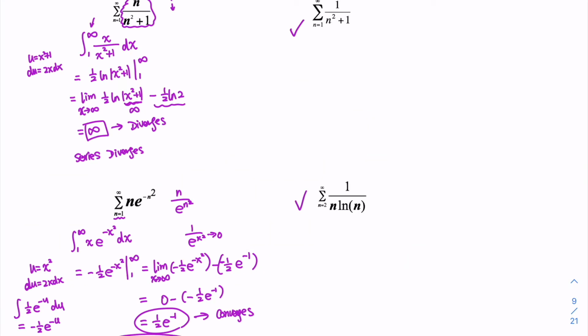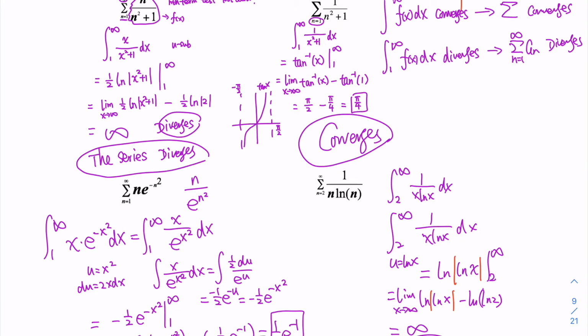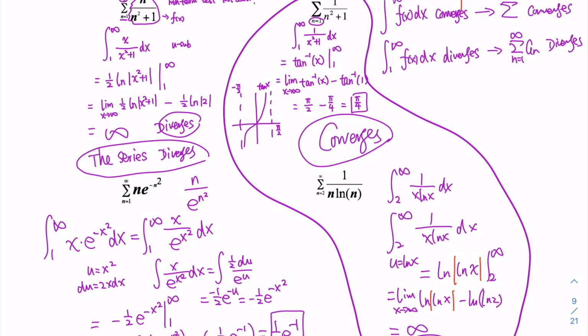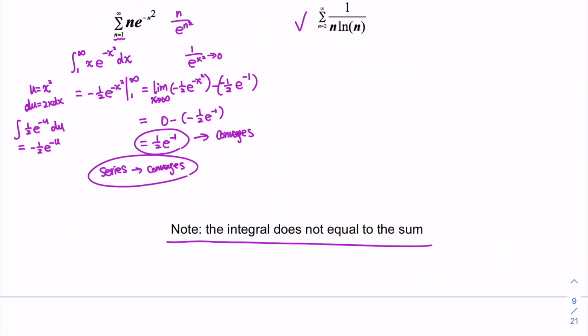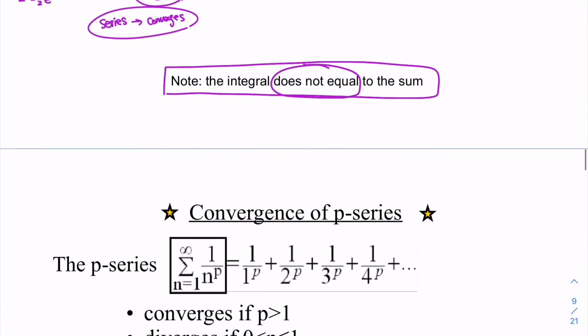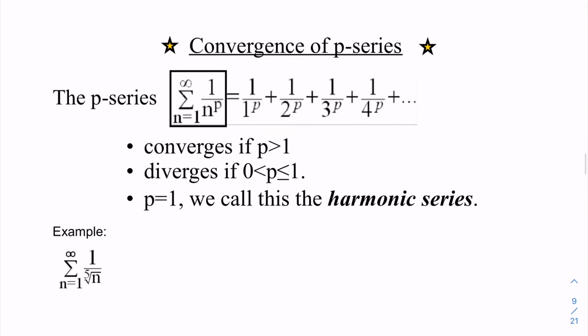I'll give you 5 minutes to finish these two problems and compare your answers with mine. These are the answers for these two problems. Everybody have a look. Make sure you are okay with the solution, especially for arctangent. If you forget, this is the picture for tangent, to help you evaluate tangent inverse. And once again, the integral and the sum have the same property, but they are not equal to each other.